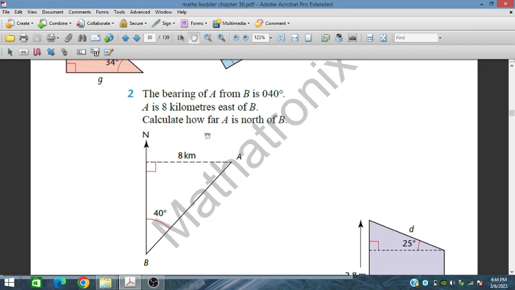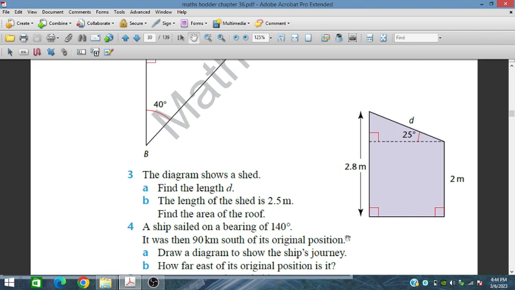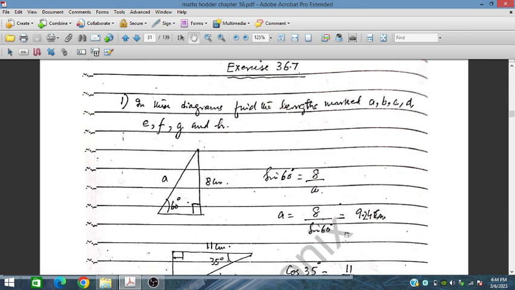And A is 8 kilometers east of B. So this is 8 kilometers. Calculate how far A is north of B. So this length has to be found, and similarly the other problem. So let's start with question number 1. In the diagram, find the lengths marked A, B, C, D, E, F, G, H.